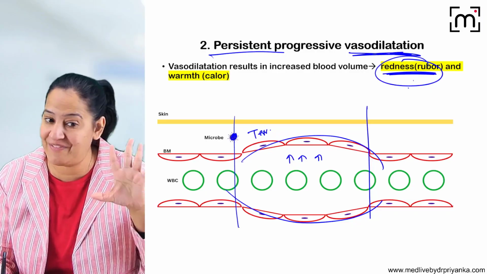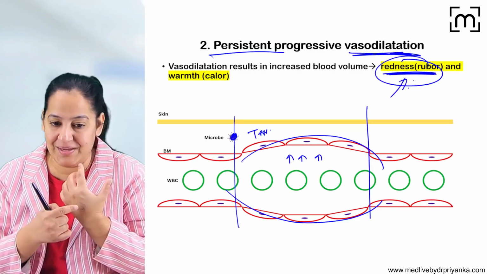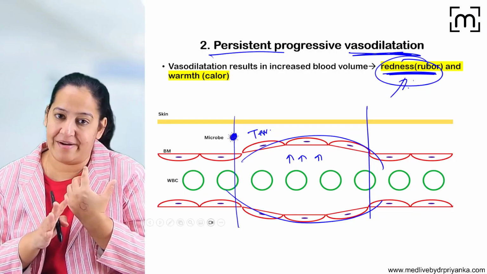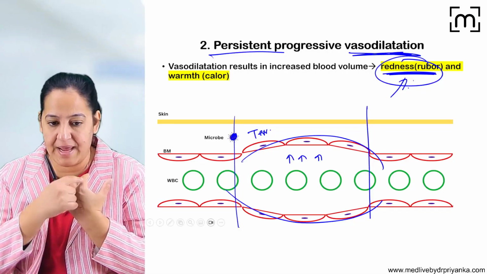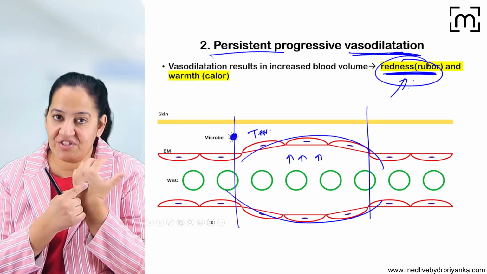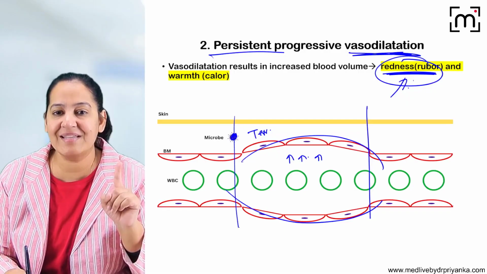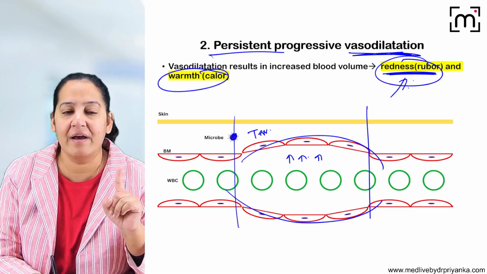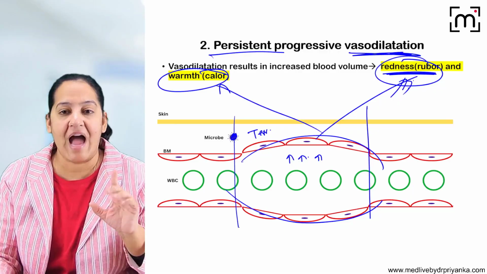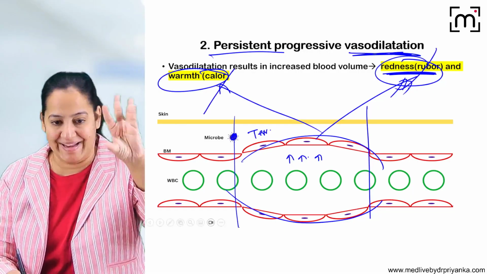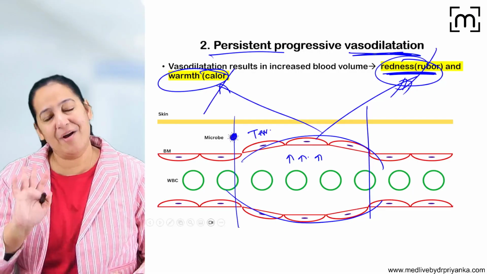Rubor is there. Now I told you 5 cardinal signs. One of them is redness. So here redness is explained. It will remain red. And if I touch this area, it is warmer as compared to the surrounding area, because it is having more blood. So because it is having more blood, it is red and warm. I mean the rubor and calor is explained. Out of the 5, 2 are explained because of this step.